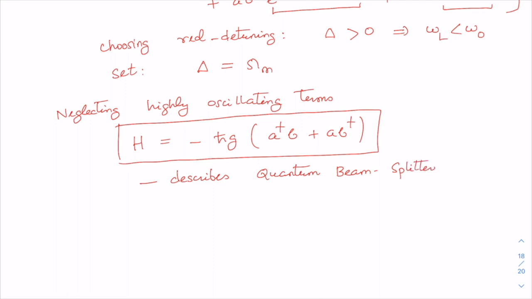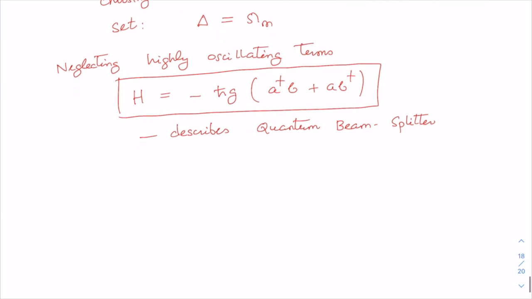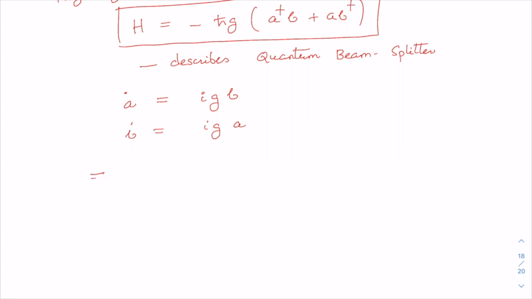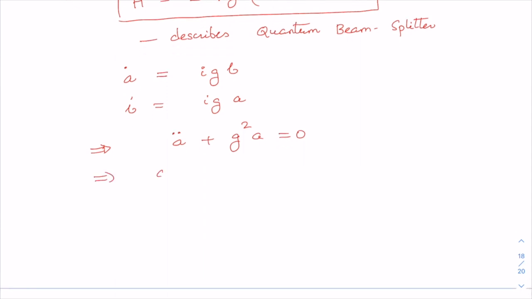And the corresponding Heisenberg equations of motion for a and b can be very easily worked out, and that would be ȧ = izb and ḃ = iza. And from these coupled equations, you can immediately get this differential equation: ä + z²a = 0. And you know the general solution of this differential equation would be a(t) = A cos(zt) + B sin(zt).